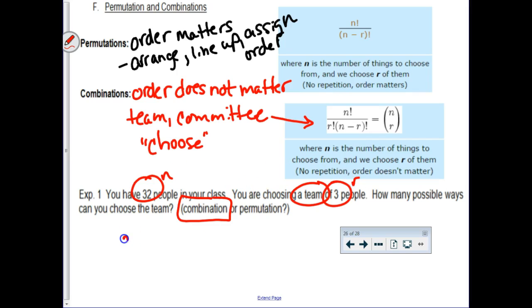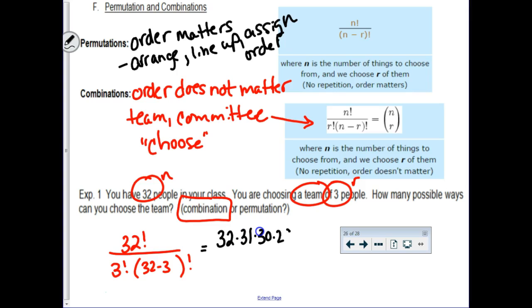So if you had to do this by hand, you would do 32 factorial over 3 factorial, and then 32 minus 3 factorial. Now that looks really awful. Like we wouldn't want to do that by hand, but if you did have to, guys, it's really not that bad. Because 32 factorial is like 32, 31, 30, 29, blah, blah, blah, 3, 2, 1, right? I obviously took some artistic liberty there in the middle. 3 factorial is 3, 2, 1. And then 32 minus 3 is 29 factorial, right? So that's like 29, blah, blah, down to 2 times 1.